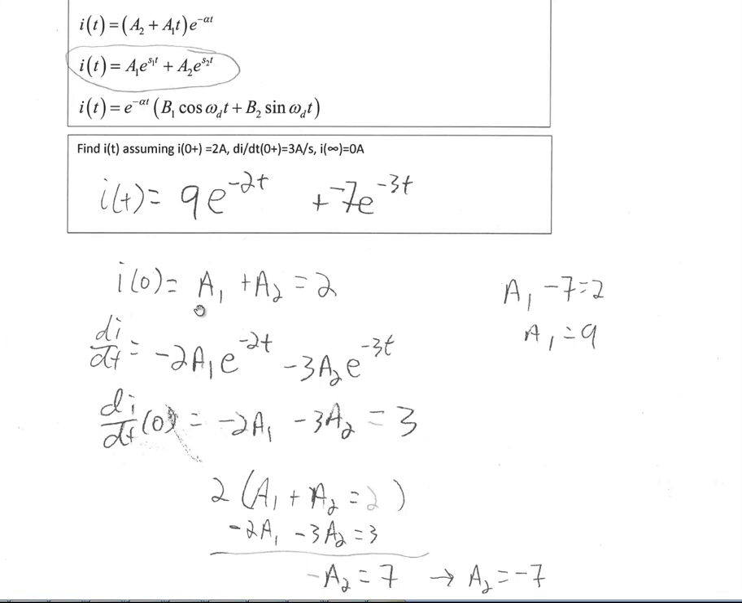Now let's go back to this original equation right here where I simply have a1 plus a2 equals 2. So that means a1 minus 7 equals 2, so therefore a1 simply equals 9. And that's how we get our final expression for I of t.